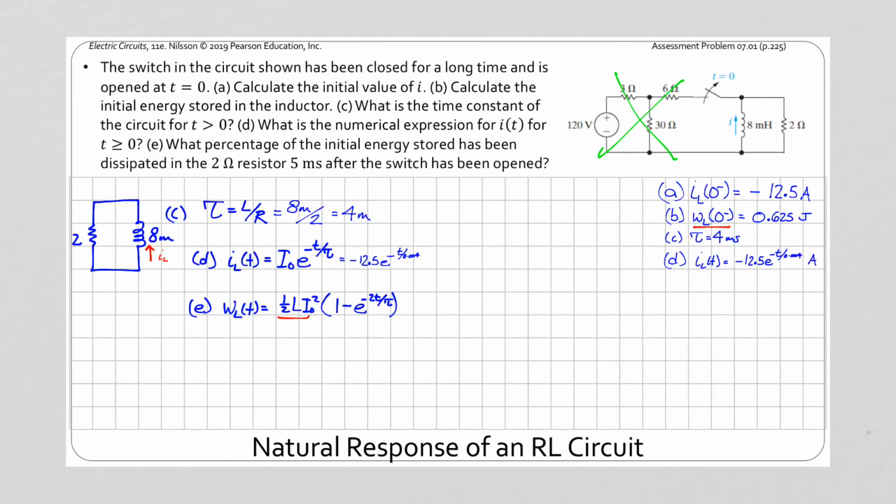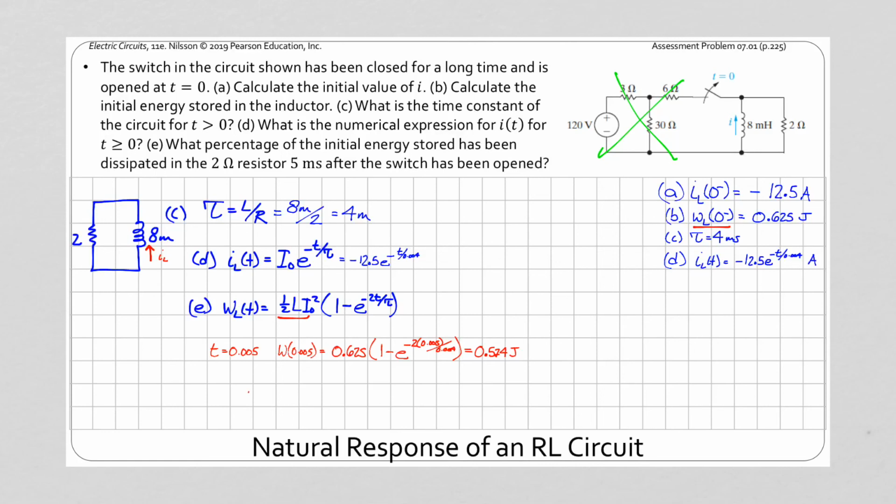So after 5 milliseconds have elapsed, we want to know how much energy has been dissipated at 5 milliseconds, so we can plug in and figure out what that is. And so we find this number here. This is the amount of energy that's been dissipated by the resistor. So this is how much has been dissipated. This much here was how much there was to begin with.